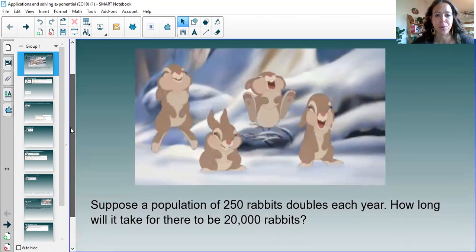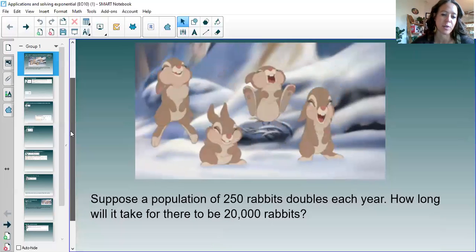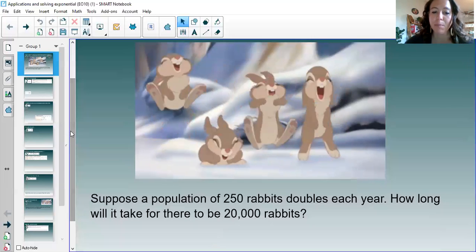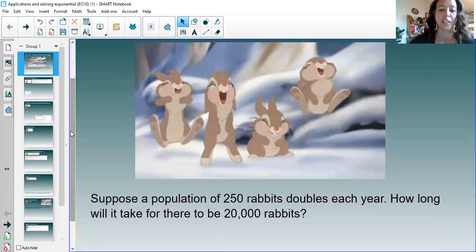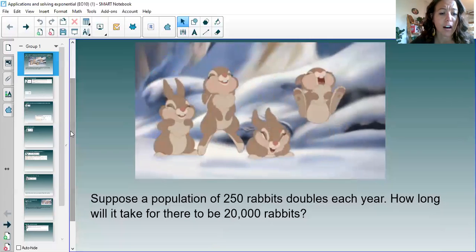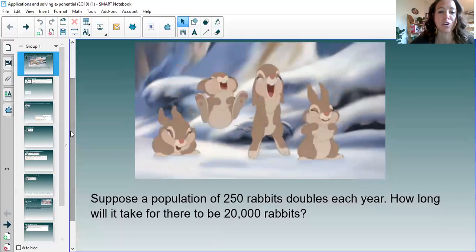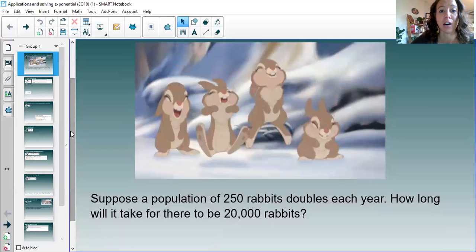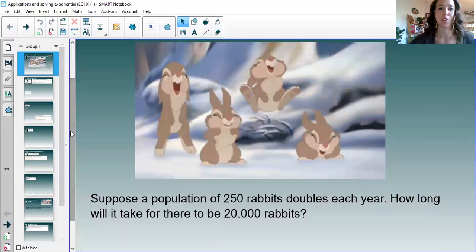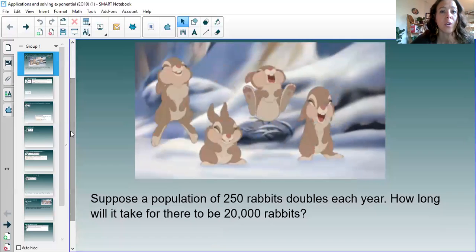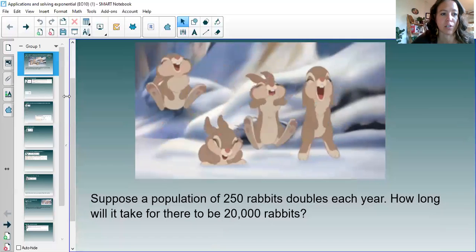For example, in the real world, we could have a situation like this. Suppose that a population of 250 bunnies, I'm going to use bunnies, doubles each year. How long would it take for there to be 20,000 bunnies? We're going to circle back to this. We're going to learn a few things and then figure out how we can solve this problem. But these are the types of problems that we might be able to solve with logs or exponential functions.